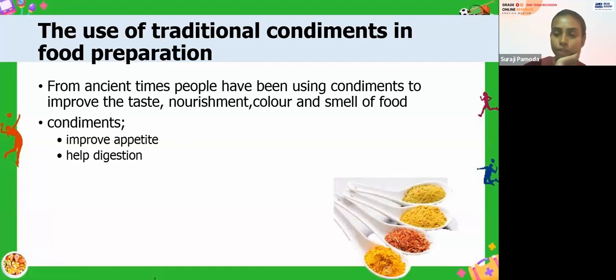So kulubadu can be used to get taste. Okay, but the Sinhala name is kulubadu, right? So why we use condiments is, even in ancient times people used condiments, right? For the taste and also for the nourishment, color and smell of the food. These condiments help a person to improve their appetite and also they help in digestion. හරිද? ආහාර ජීර්ණය කරන්න උපකාරී වෙනවලු මේ condiments. අපි food වලට දැම්මහම. හරිද?